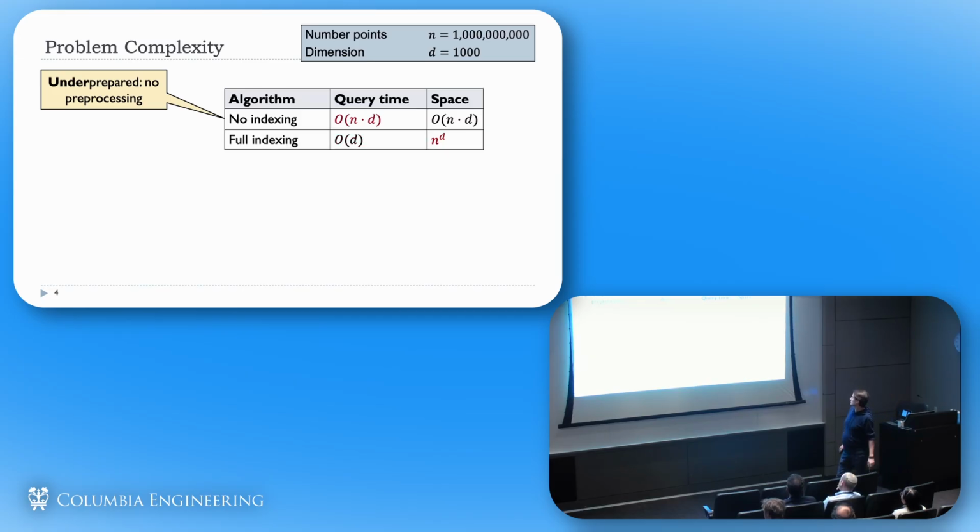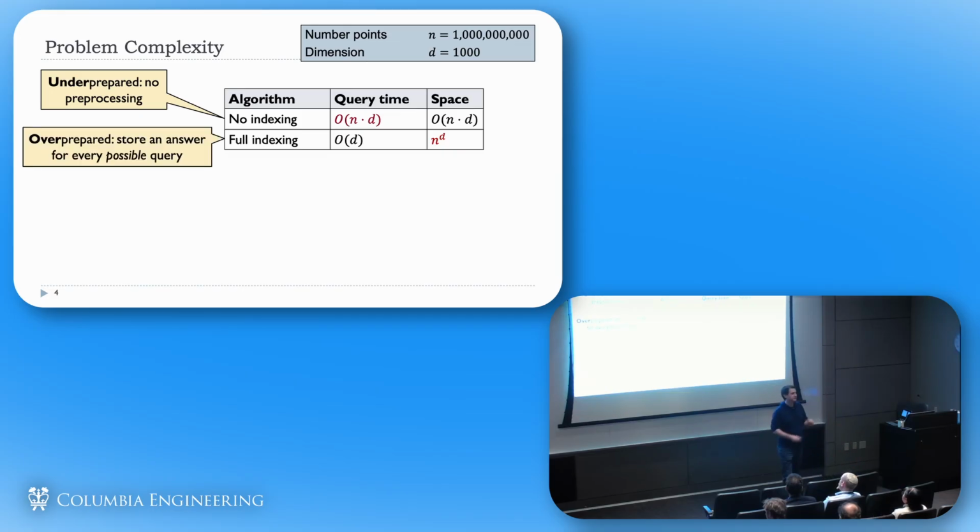So you want to do some indexing so that you reduce this query time to what we'll call sublinear in n, in the database size. The other extreme is algorithms which are over-prepared. They prepare for all possible queries, more or less. Think about this as full indexing, and this will be very efficient in query time, but the space will typically be exponential in dimension, let's say n to the d. Obviously this is way beyond imaginable. We want something closer to linear in n. This phenomenon of something being exponential in dimension is the curse of dimensionality.